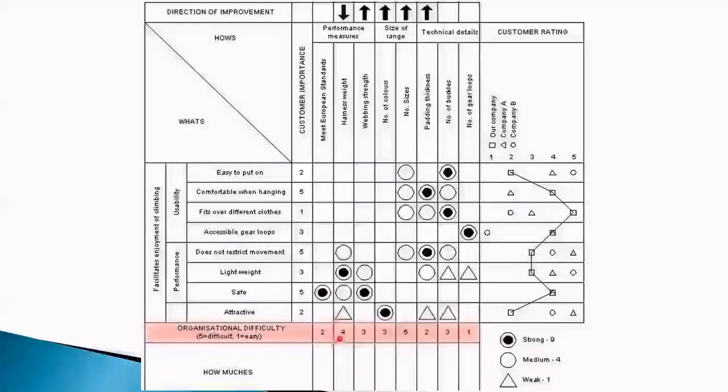Then we have given 4 marks for harness weight. Likewise, some are very easy to achieve. Some are moderate level. You can see that this is the level of difficulty to achieve those attributes. What is the level of difficulty to achieve those?